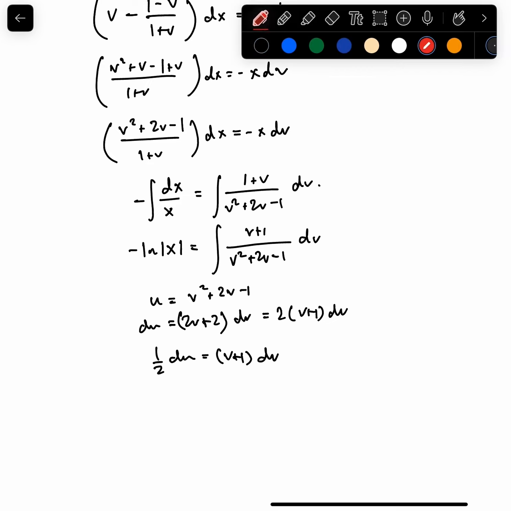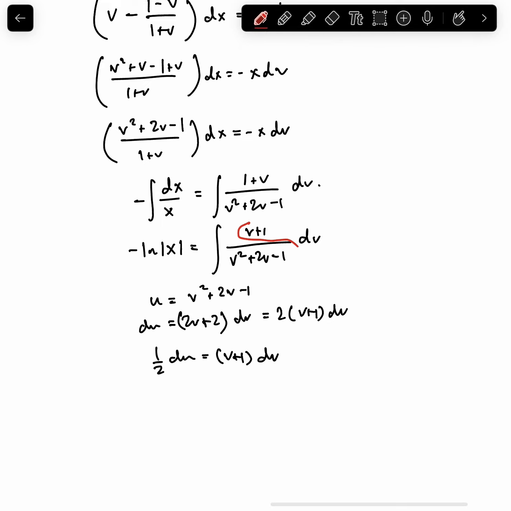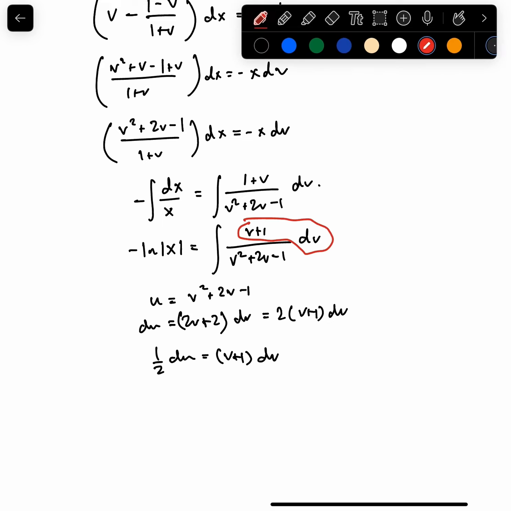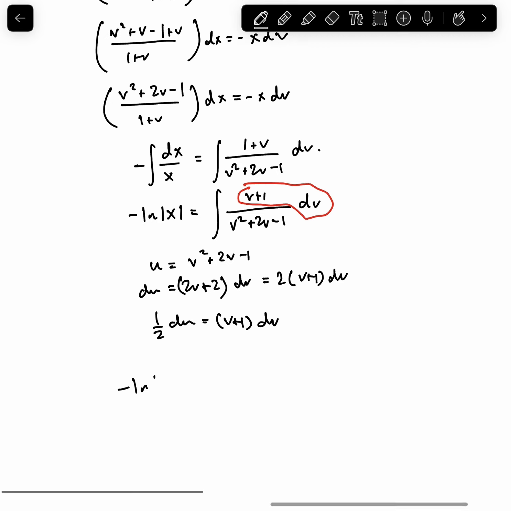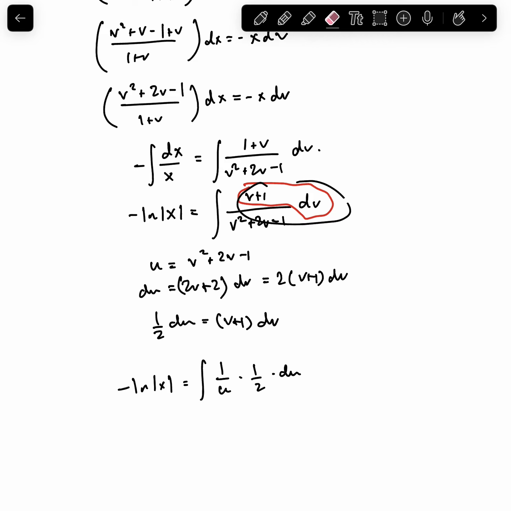And if we look here, this is exactly what we have here, v plus 1 dv, right? So minus log absolute value of x is equal to the integral of, on top, what is it? It's 1 over u times 1 over 2 times du, right? Because 1 over 2 du is equal to v plus 1 dv.